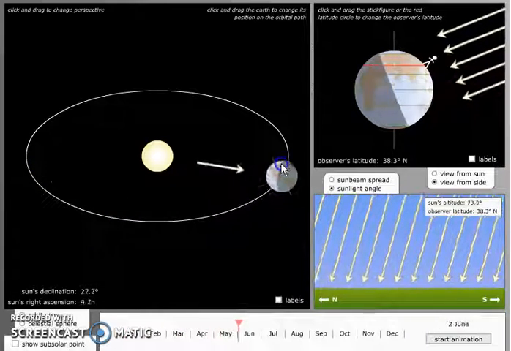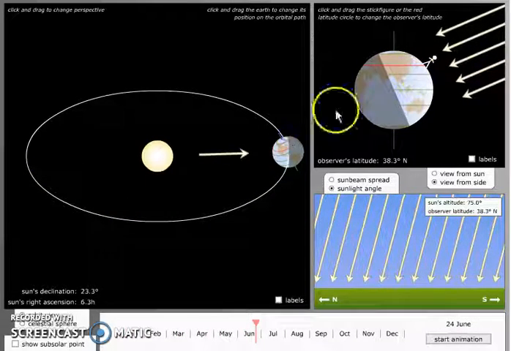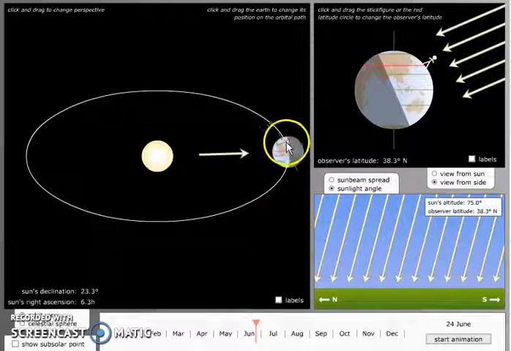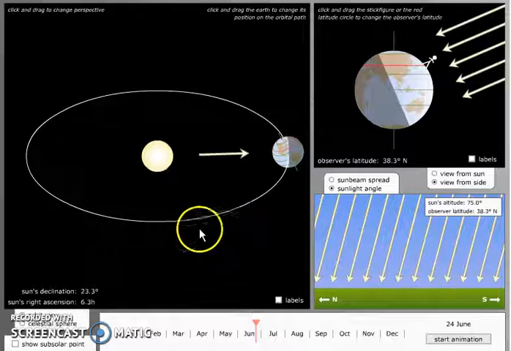As the Earth moves into its summer solstice, we can see that our observer here is getting more direct sunlight and longer daylight hours, which would be the reason why we have warmer temperatures in the summer.